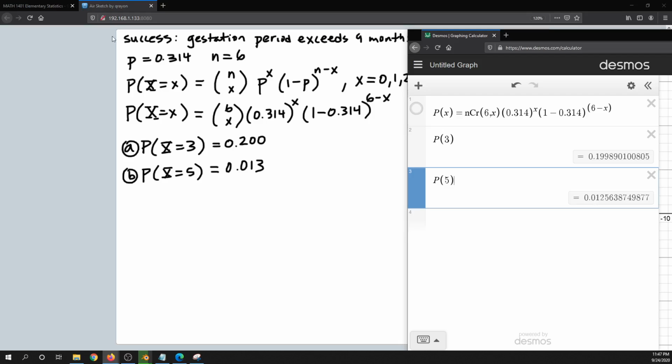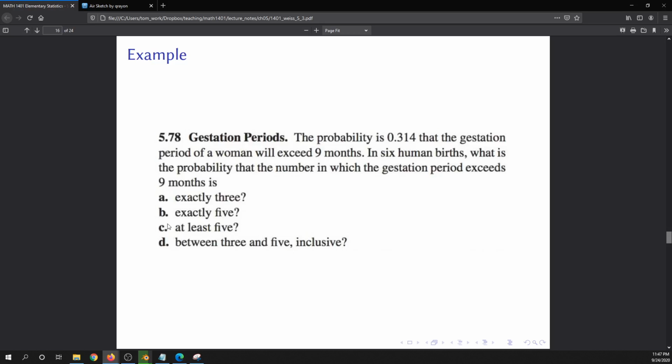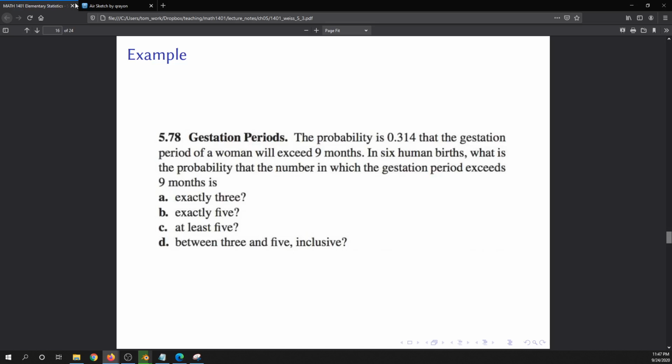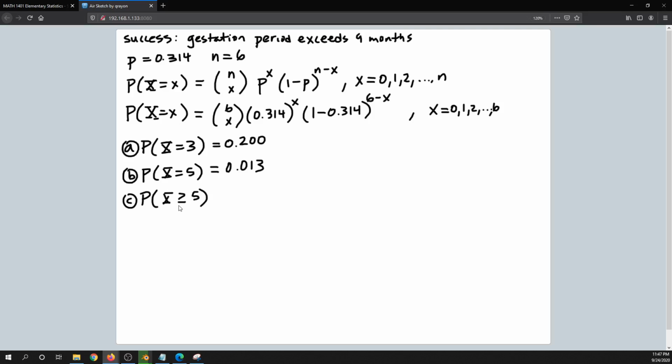Then next one, that's part B. Next one would be the probability that C is at least 5. So at least 5 would mean greater than or equal to 5, right? If the number of successes in the 6 trials was greater than or equal to 5, that means that the probability that x is greater than or equal to 5 is the same as the probability that x equals 5 or x equals 6, right? Like so.